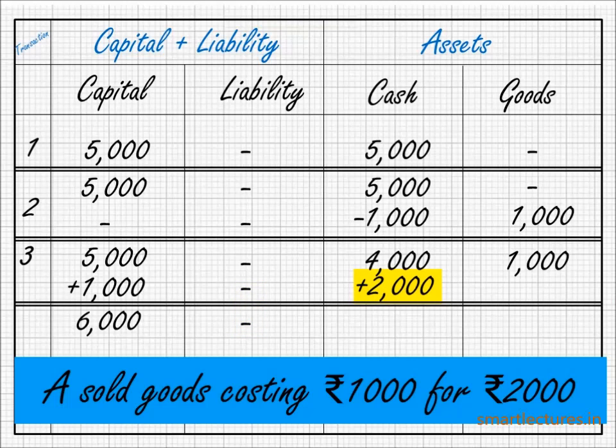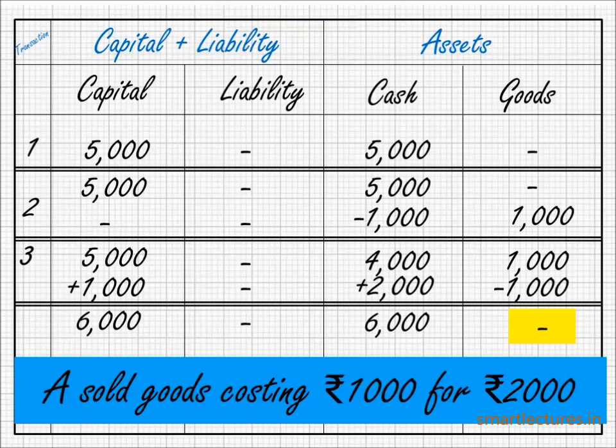Now the firm has got rupees 2,000 cash because the firm has sold goods for rupees 2,000. So previously the cash was 4,000 plus 2,000 equal to 6,000. Means now the firm has got rupees 6,000 as cash in the cash box of the shop. And goods, previously it was 1,000, now it has gone out. So 1,000 minus 1,000, that is nil. It means at this moment the firm has no goods and it is 0 now.